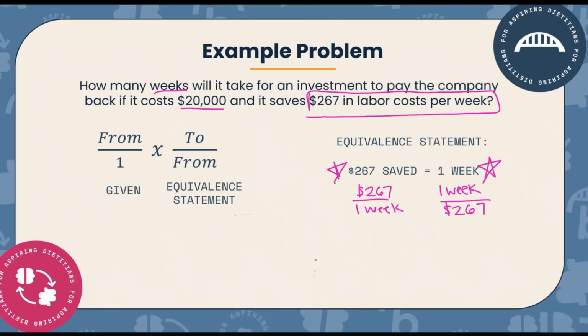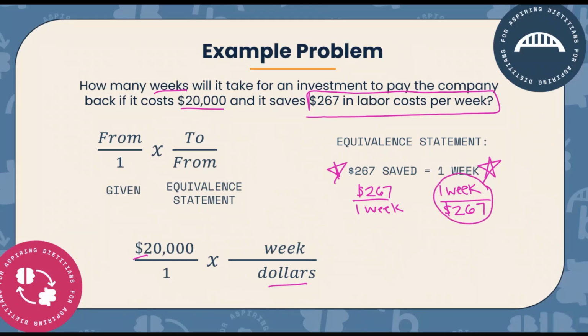And so the given here is $20,000. Since dollars is in the top, we need to put dollars in the bottom so that they cancel out, which means we want this equivalent statement right here.